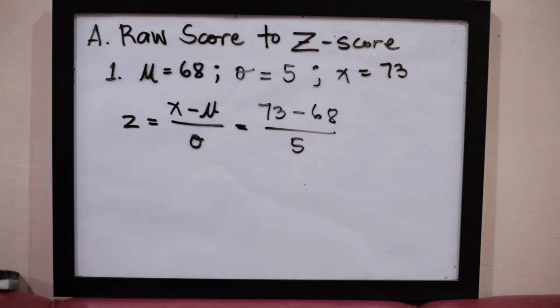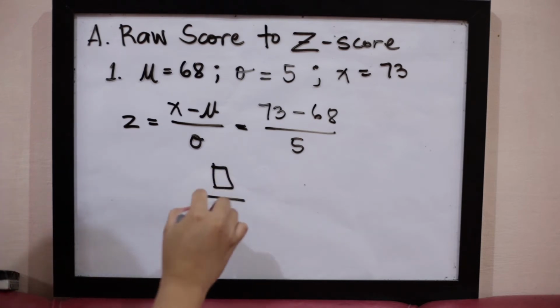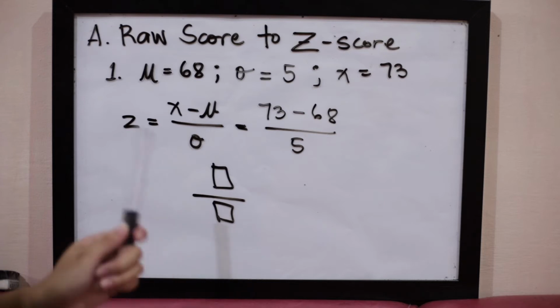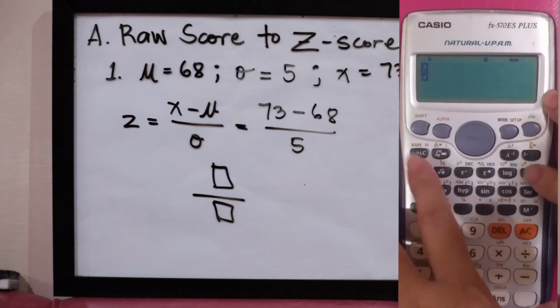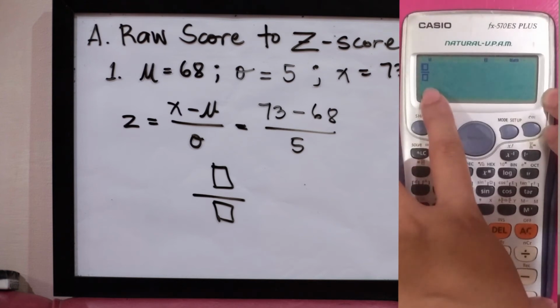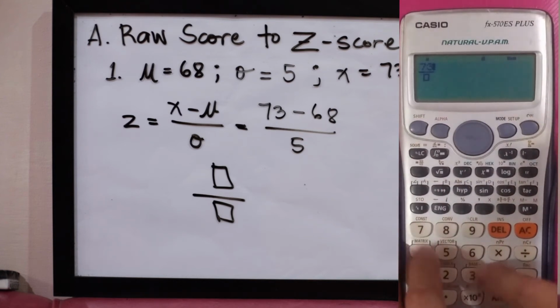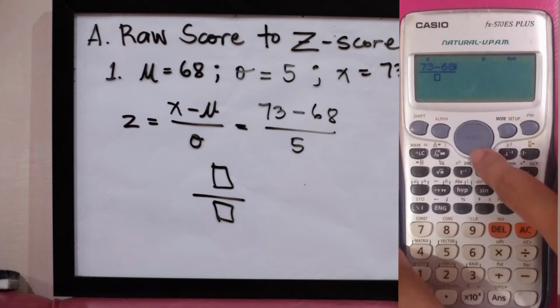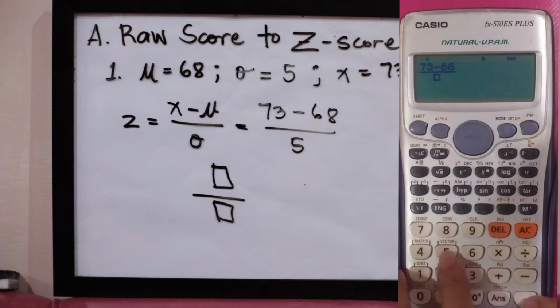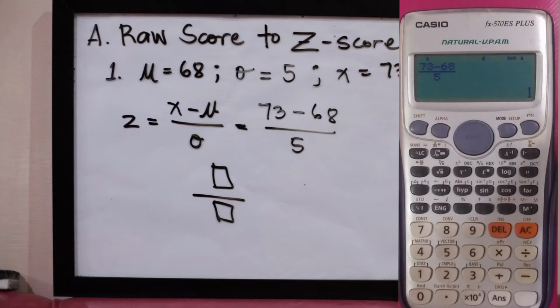So, how are you going to type that in your calculator, so that it looks like this? First, you look for the symbol for fraction. Press that one, and you will have a symbol like this. Then you input 73 minus 68, and use the cursors in your calculator to move the cursor down to the denominator. Then you write 5, since our standard deviation is 5, and just press the equal sign, and that will be the answer.